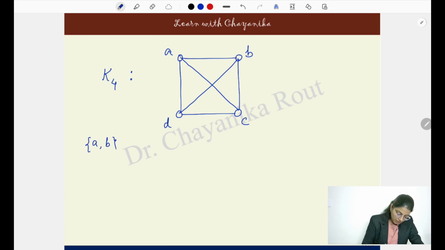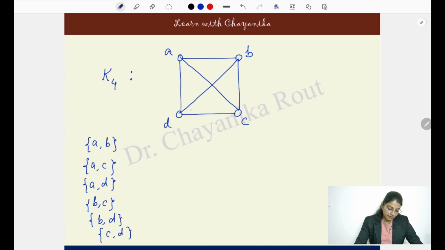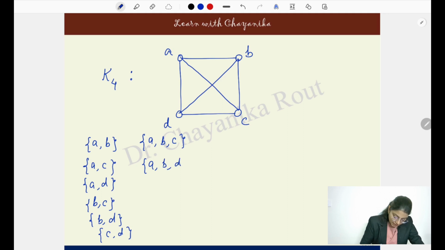First we have all the cliques of size 2, that is AB, AC, AD, then BC, BD, and CD. There are 6 edges, so the end vertices of every edge will provide us with a clique of size 2. Next we have cliques of size 3: ABC, ABD, ACD and also BCD. And lastly we have a clique of size 4, that is ABCD.